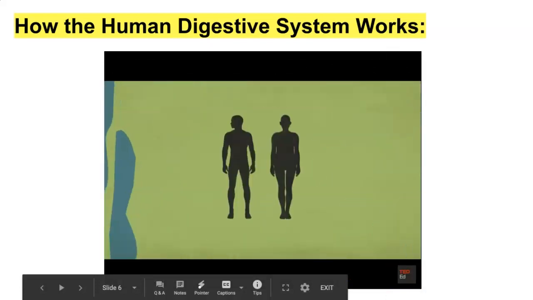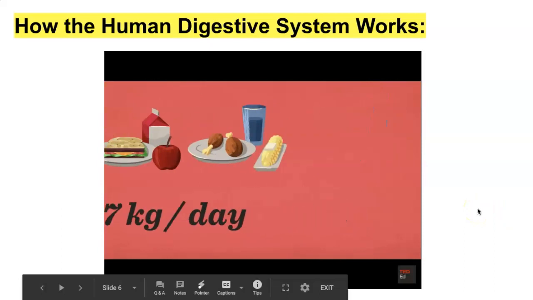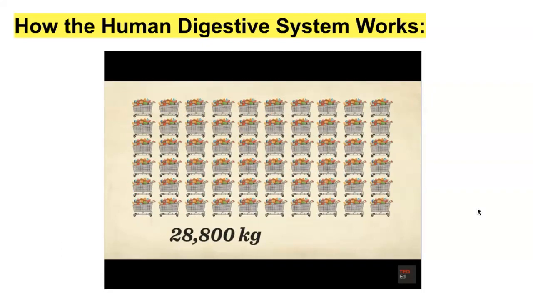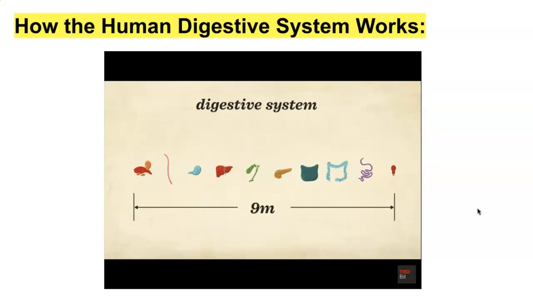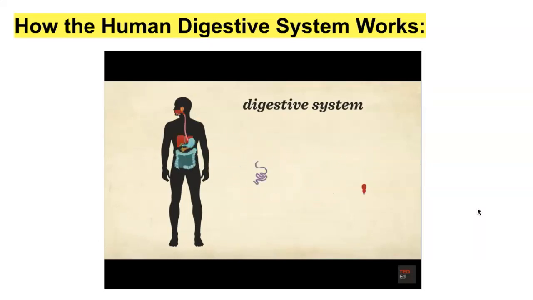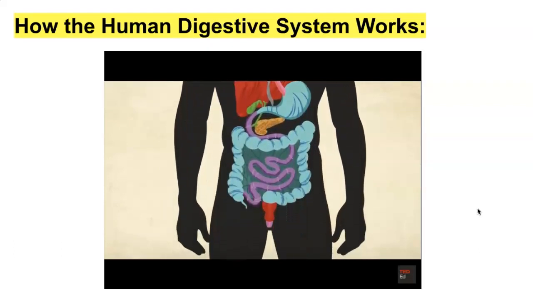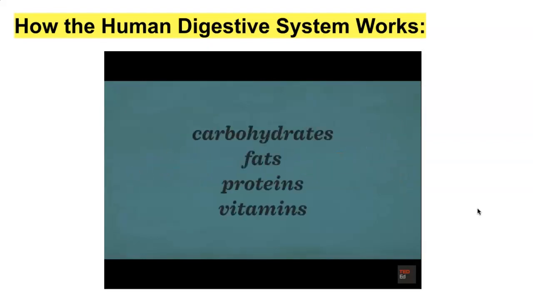Across the whole planet, humans eat on average between 1 and 2.7 kilograms of food a day. That's over 365 kilograms a year per person, and more than 28,800 kilograms over the course of a lifetime. And every last scrap makes its way through the digestive system. Comprised of 10 organs, covering 9 meters, and containing over 20 specialized cell types, this is one of the most diverse and complicated systems in the human body. Its parts continuously work in unison to fulfill a singular task, transforming the raw materials of your food into the nutrients and energy that keep you alive.